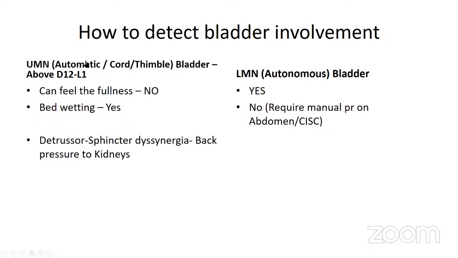So if the lesion is above T12-L1, this is an upper motor neuron type. This may be an automatic bladder, cord bladder, the thimble bladder. There is a detrusor sphincter dyssynergia. That means the detrusor is filled up, but it cannot open up because the external sphincter is closed. So there is back pressure to the kidneys. That is significantly important because it can lead to renal damage. So you have to identify.